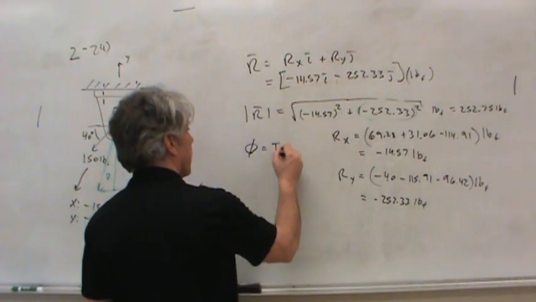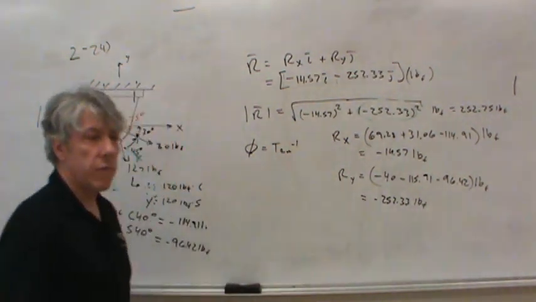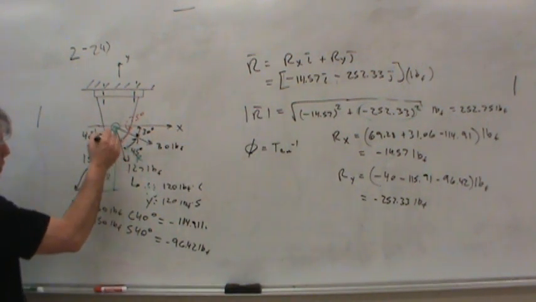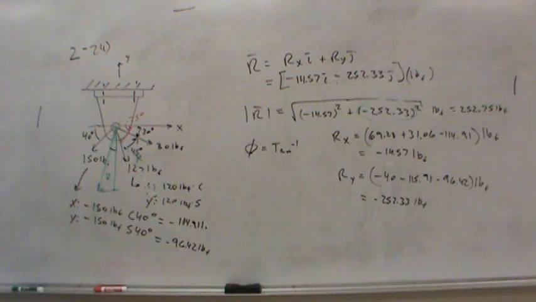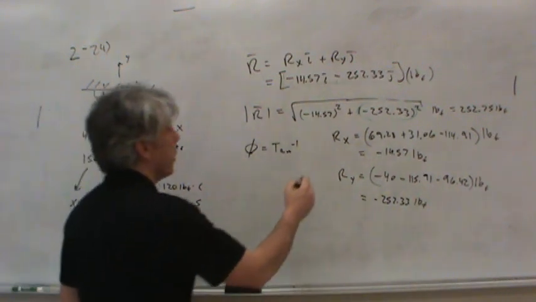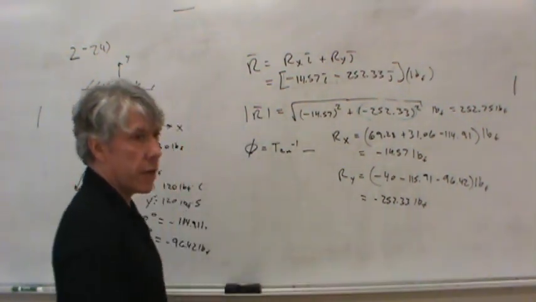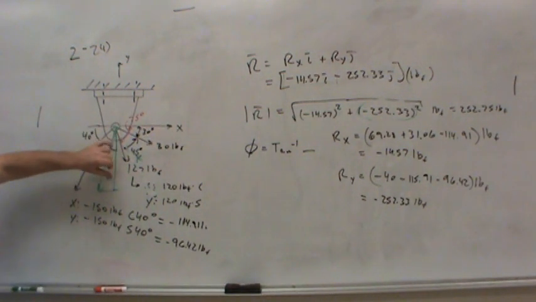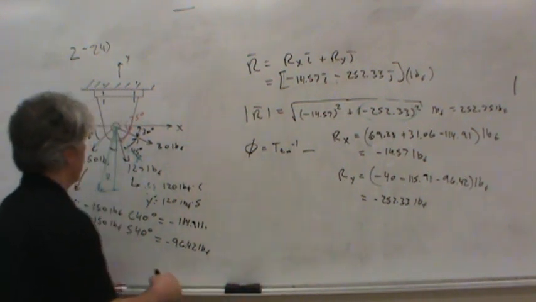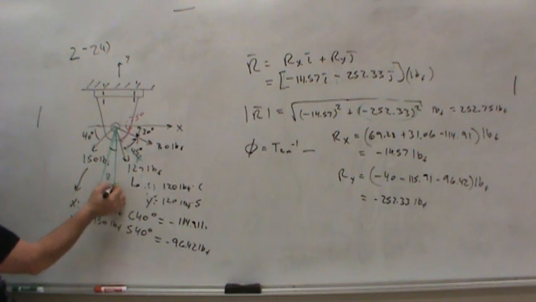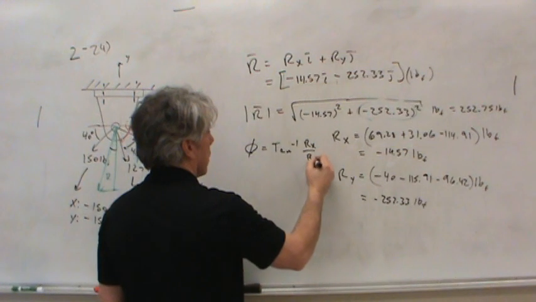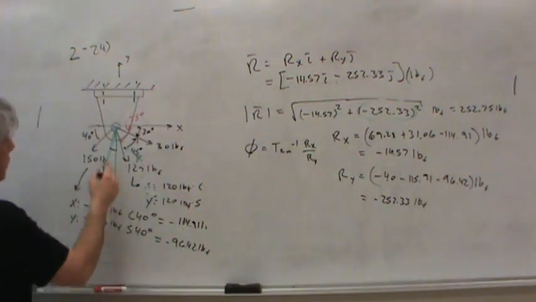So we're going to take an inverse tangent, of course, but what are we going to take an inverse tangent of? Well, it depends on which angle we want. If we want this angle, what would go in the numerator, and what would go in the denominator? It'd be opposite over adjacent, so it'd have to be Rx over Ry, wouldn't it? So this is the angle phi.